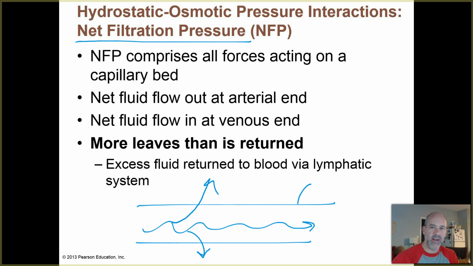And that's where your lymphatic system comes in, because that would result in an excess of fluids leaving your capillaries and getting into surrounding tissues. So your lymphatic system kind of functions like a system of drainage ditches that help pick up that excess amount of fluid.